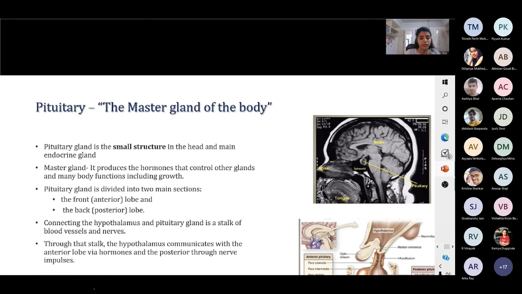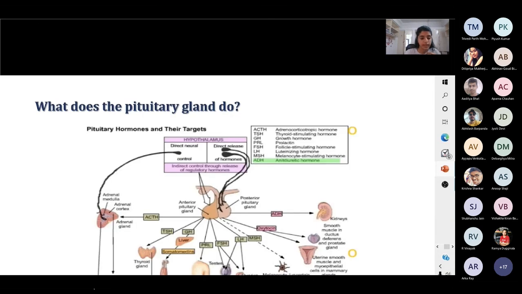The pituitary gland is divided into two main sections: the front part called anterior and the back part called posterior. The blood vessels connect the hypothalamus and the pituitary gland. Now the question arises, what does the pituitary gland do? The pituitary gland secretes several hormones, which are known as the chemical messengers of the body. The major hormones produced by the pituitary gland are adrenocorticotropic hormone, follicle-stimulating hormone, luteinizing hormone, growth hormone, prolactin, oxytocin, and ADH. These all perform their definite functions in their definite pathways.